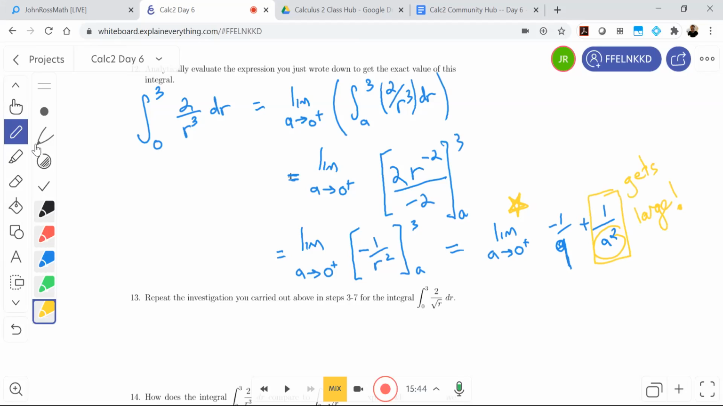And so the limit, we would say, diverges. This whole thing diverges to infinity. Right? -1/9 plus a huge number just continues to stay huge.